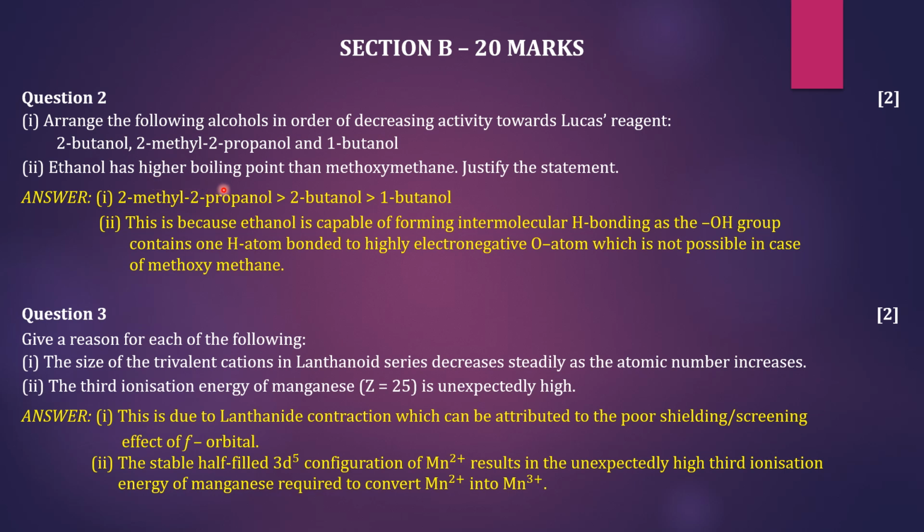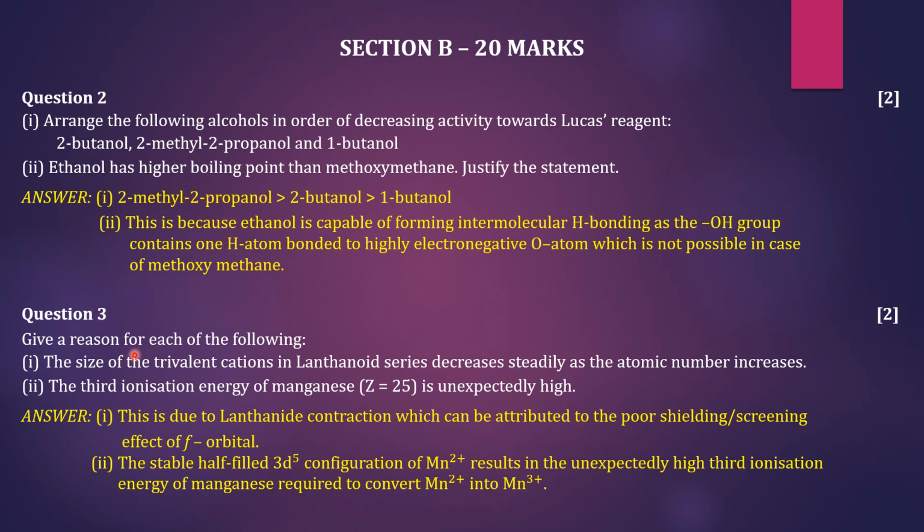Next question is ethanol has higher boiling point than methoxymethane. In this 1 mark explanatory question, we always search for the keyword, and here the keyword is intermolecular hydrogen bonding. In alcohol, the highly electronegative oxygen is carrying the hydrogen, so it can undergo intermolecular hydrogen bonding, but in ether there is no hydrogen directly attached to oxygen, they are attached to carbon, so intermolecular hydrogen bonding is not possible.